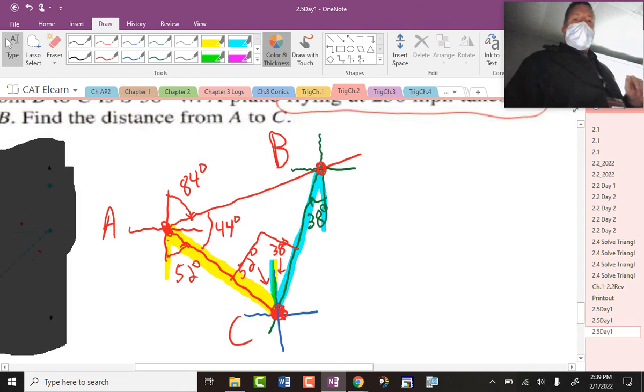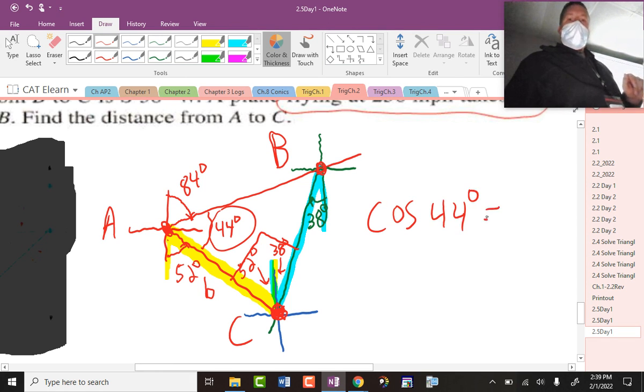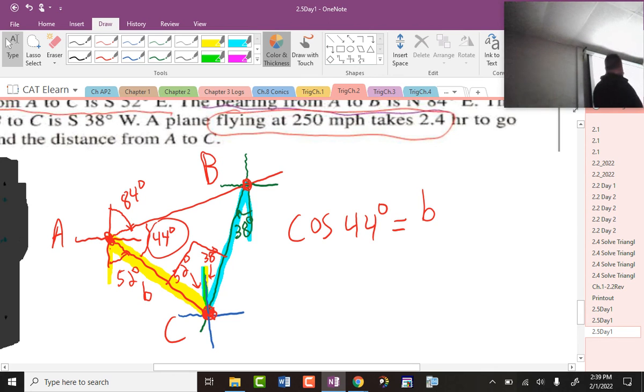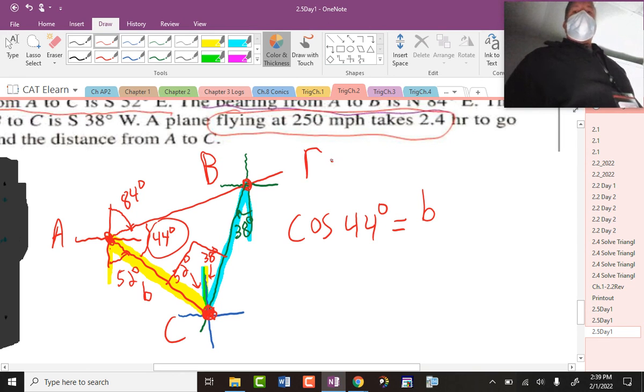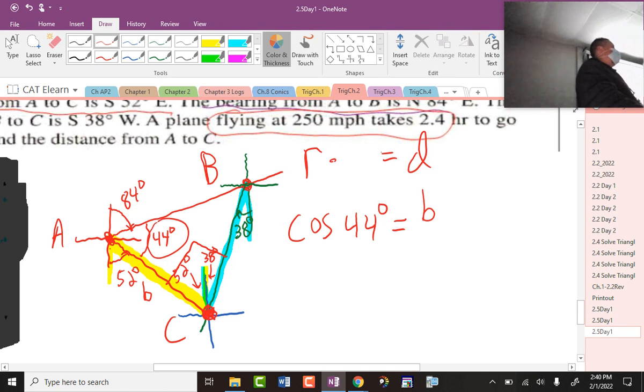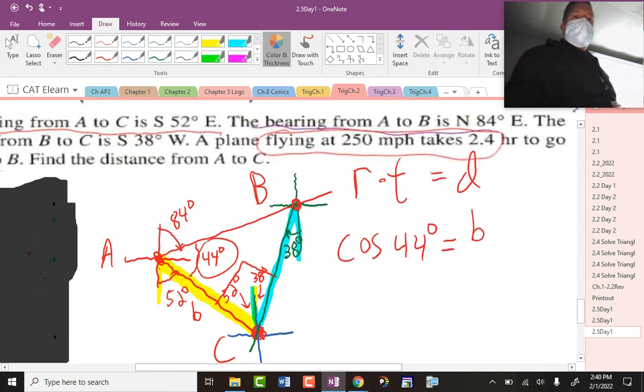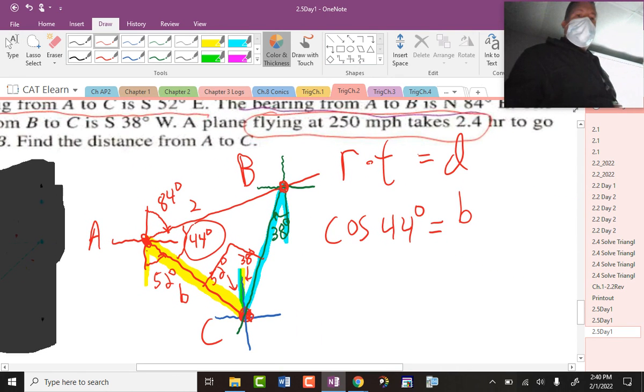And now that we've done that, they want you to find from A to C, which is B yet again. So now that I know 44, it's cosine of 44 equals B over, oh no, I forgot something. A plane flying from A to B flies 250 miles per hour and it takes 2.4 hours. Grade school: R times what letter equals D? What's the letter? T. What's the R stand for? Rate. What's the T stand for? Time. What's the D stand for? Distance. So the distance from A to B is 250 times 2.4, which the other hours told me was 600.